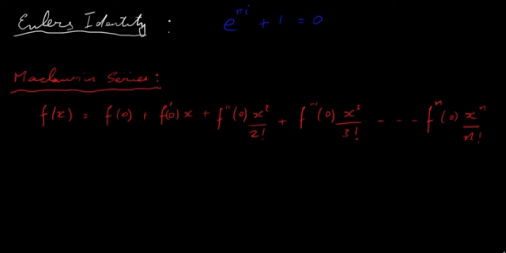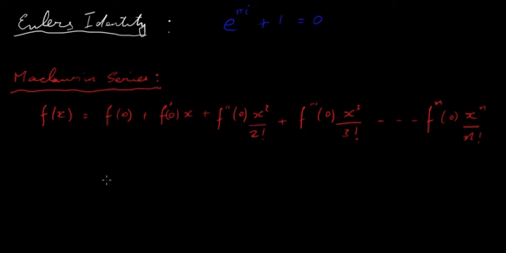Right, so in this video I'm going to have a look at Euler's identity, which I've written out here. It's e to the power of pi i plus 1 is equal to 0, or you can write it as e to the power of pi i is equal to minus 1. Now, first thing I've done here is just written out the Maclaurin series.